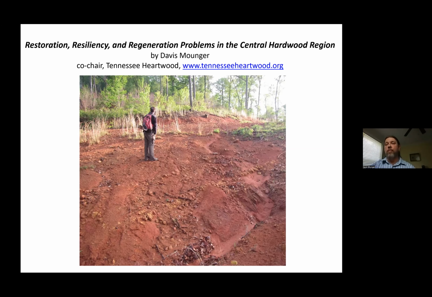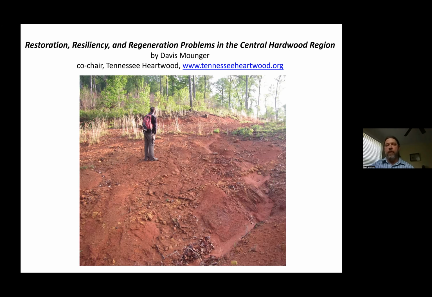So, hello everybody, we're going to take a look at what we in Tennessee Heartwood have dubbed the 3 R's of National Forest Management in the Eastern United States: forest restoration, resiliency, and regeneration. And this is a look region-wide at how these terms are being applied on the ground in forests ranging from the Shawnee to the Cherokee to the White Mountains of New Hampshire, all the way down into Georgia.